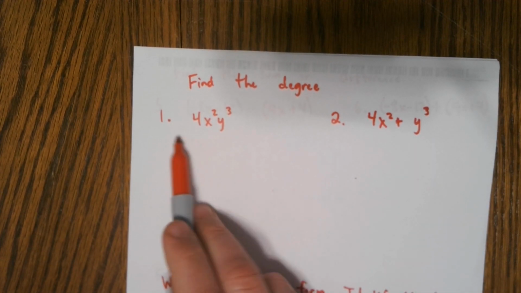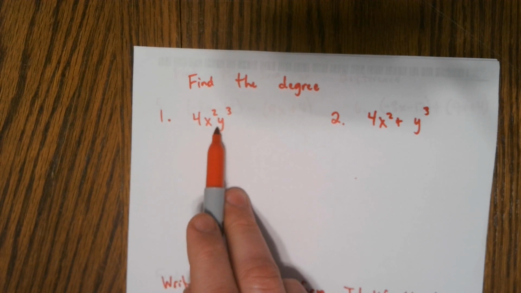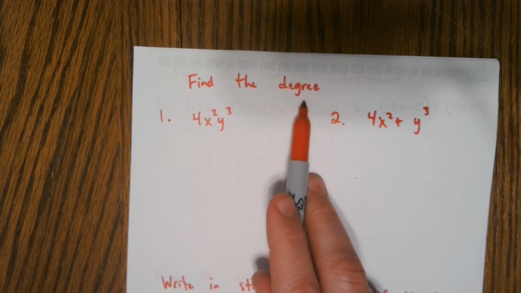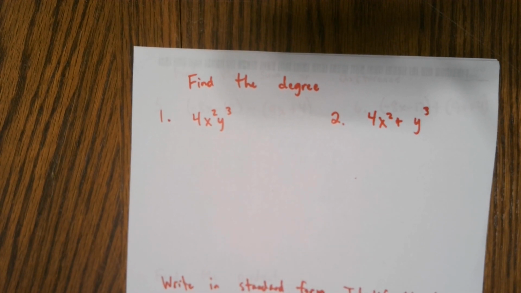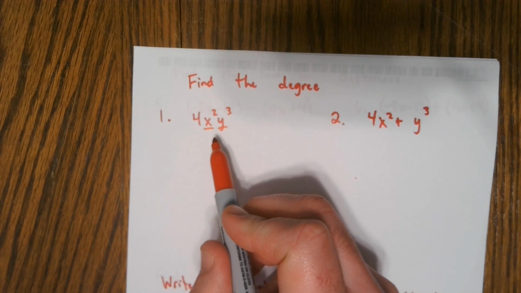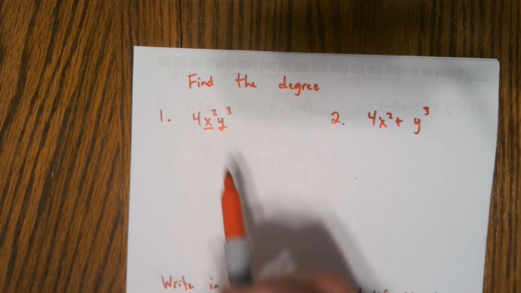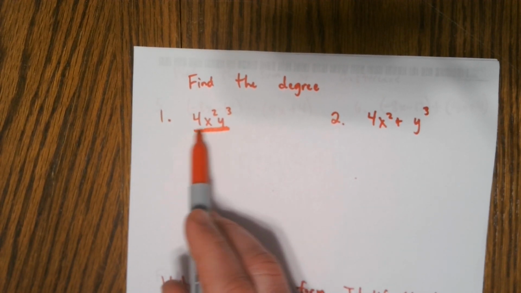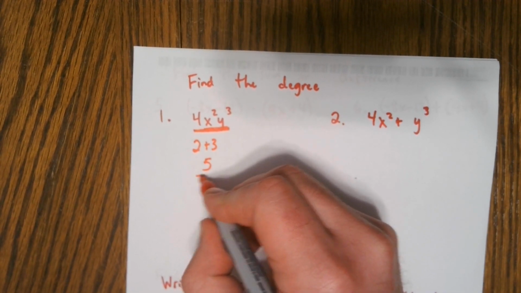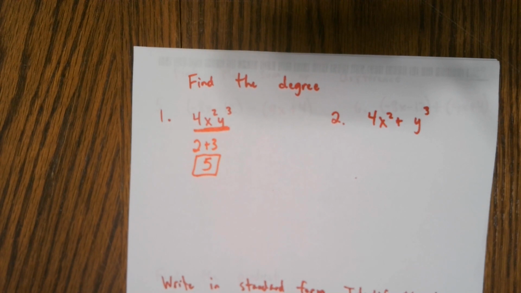So question number 1, we have 4x squared y cubed, and again we want to find the degree. What we're worried about is the exponent on the variables. We have two separate variables, x and y. We have a 2 here and a 3 here. Since it's all one term, we're going to add them together, 2 plus 3. And so our degree would be 5. That's our answer.